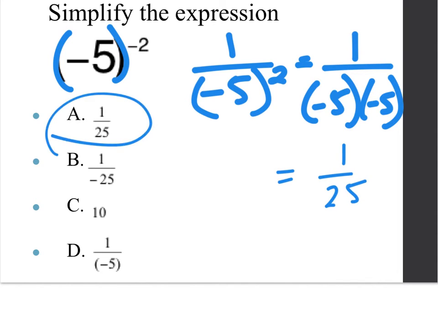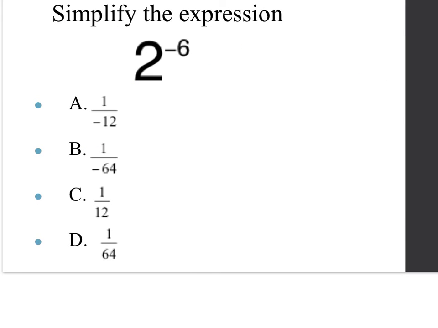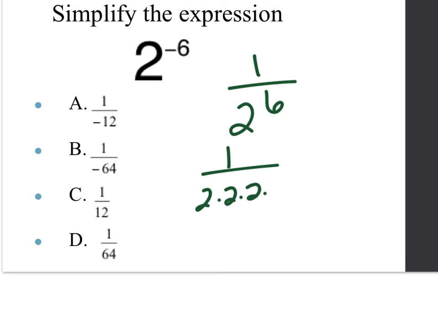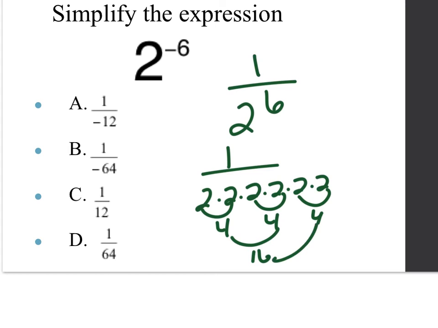Did you choose A? Looking at this problem, we know that the negative exponent tells us to use a reciprocal. So this is 2 to the 6th. So we know our answer is going to be positive. We just have to determine what 2 times 2 times 2 times 2 times 2 times 2 is. Well, 2 times 2 is 4, 2 times 2 is 4, 2 times 2 is 4, 4 times 4 is 16, 16 times 4 is 64.